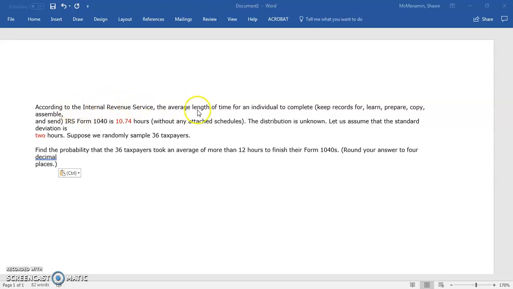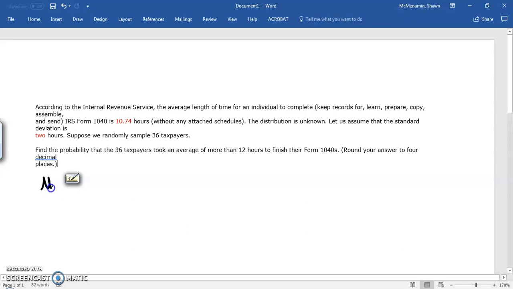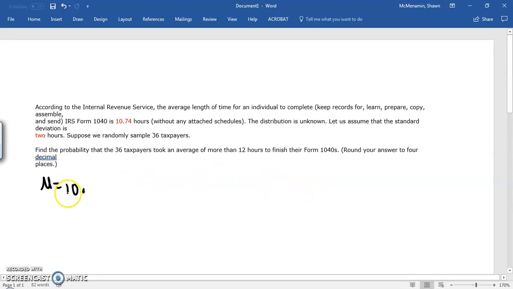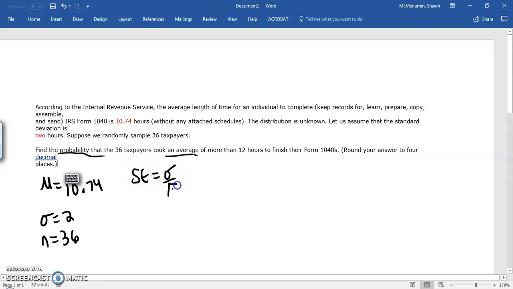According to the IRS, the average length of time for an individual to complete the IRS form is 10.74 hours. Let's assume that the standard deviation is 2, and we're randomly surveying 36. Because we're finding the probability about an average, we're going to use standard error, which is sigma over square root of n, which is 2 over square root of 36.